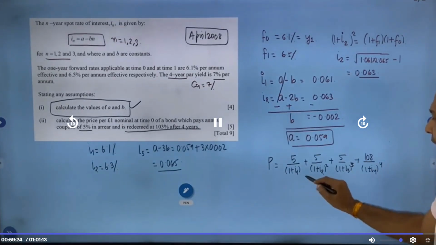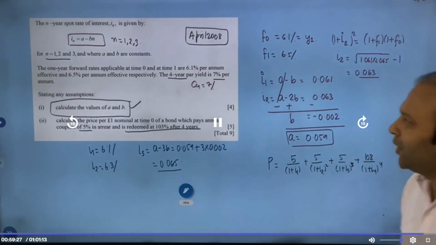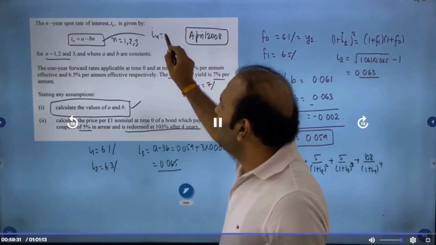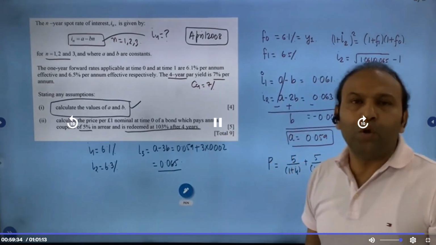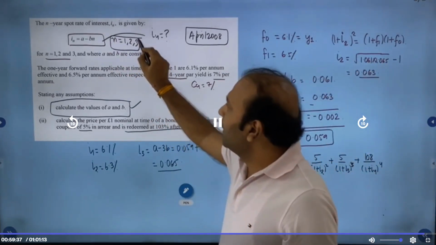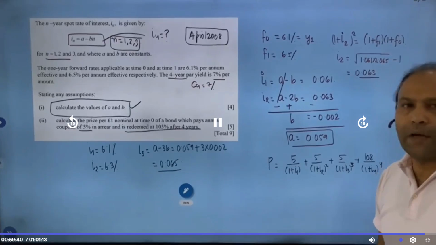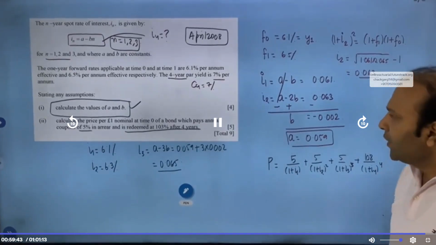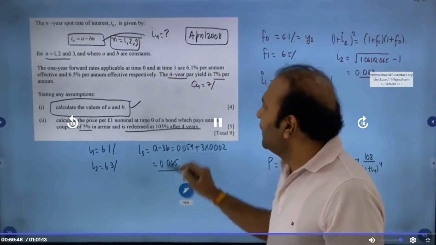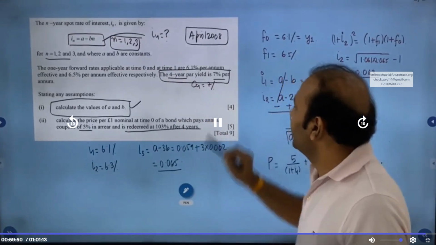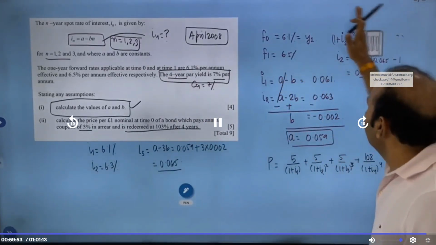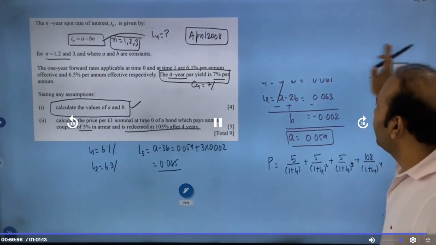पर प्रॉब्लम ये है क्लास, हमारे पास I1 है, I2 है, I3 है. कॉमन मिस्टेक स्टूडेंट ने क्या की थी, इससे I4 निकाल लिया. But can we find I4 from this? No. Why? Because this formula is defined for only 1, 2 and 3. It is not defined for I4. Right? प्लस हमें क्वेश्चन के अंदर एक और एक्स्ट्रा इन्फॉर्मेशन दी हुई है कि we have a 4-year par yield 7%. Right? So class, with the help of this information, we calculate the value of I4.